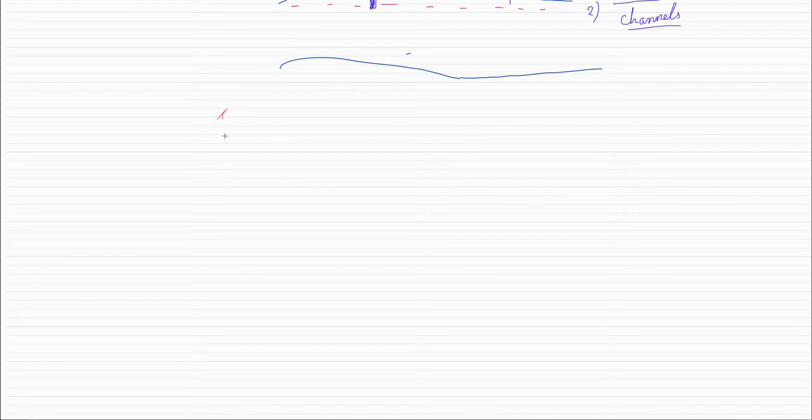If I were to draw the axon again and draw a sodium potassium pump, I would draw something like this. So this is a rough sketch of the sodium potassium pump I drew here.